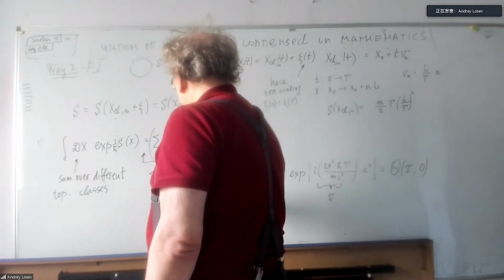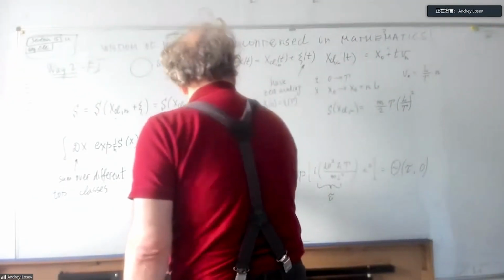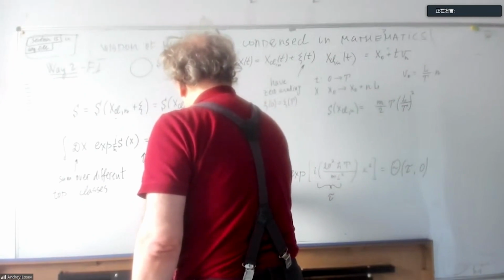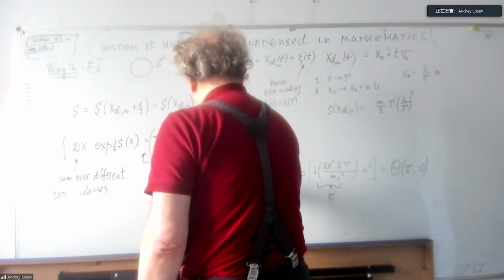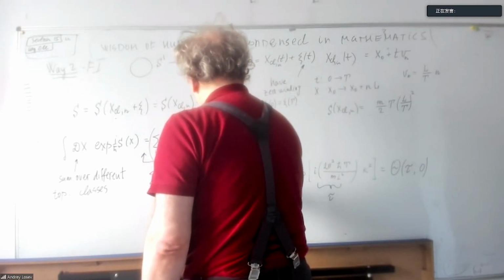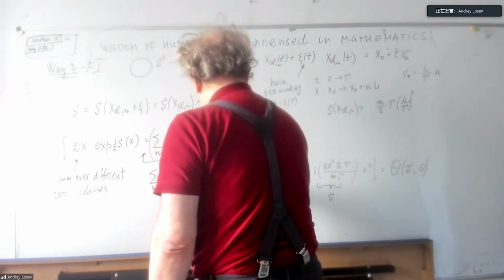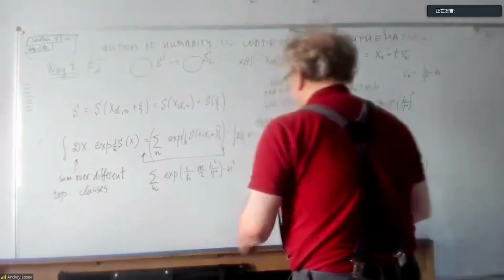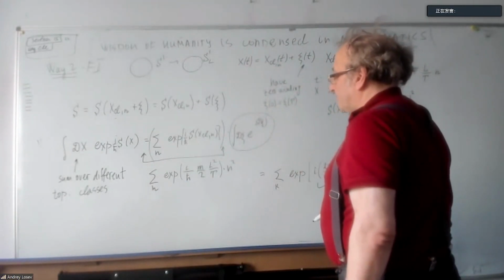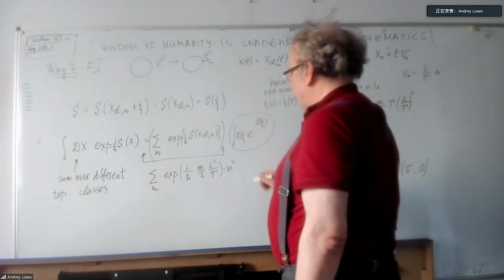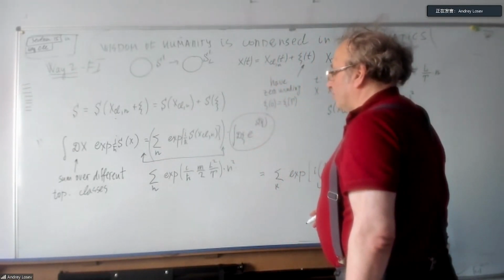Here I have i over h. What do I have here? M over 2, L square over T, times n square. And this object, I guess, is not a constant. We need to compute it.